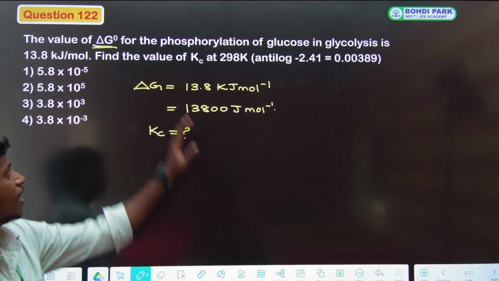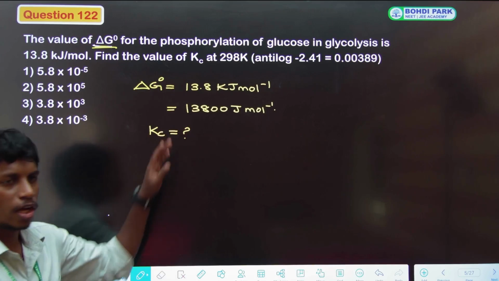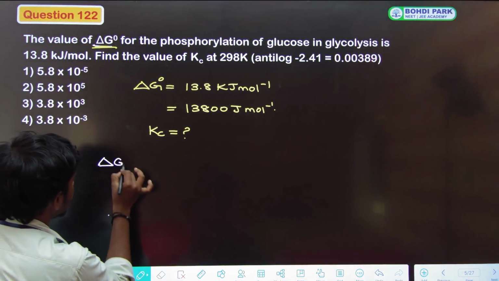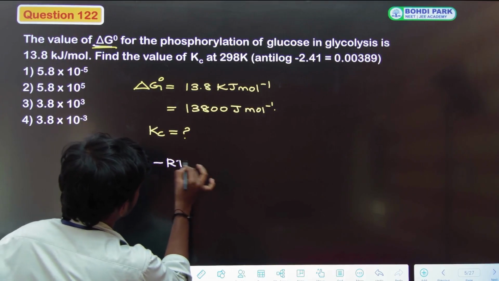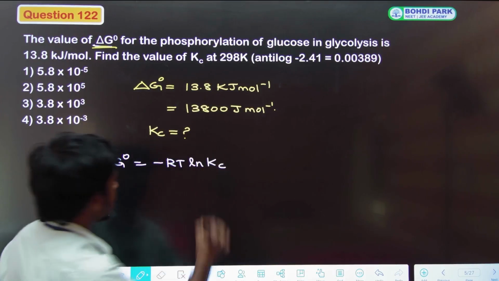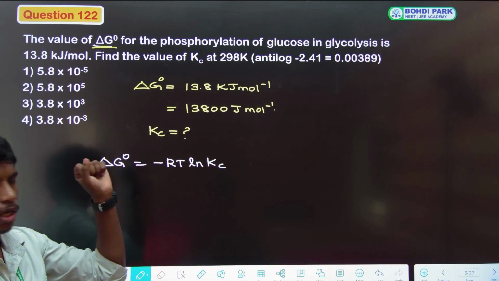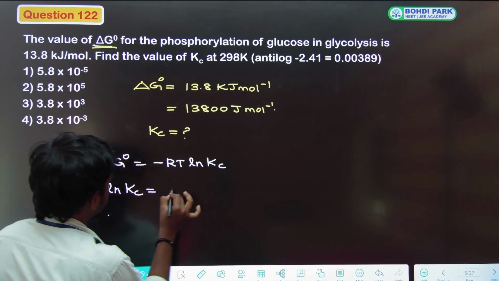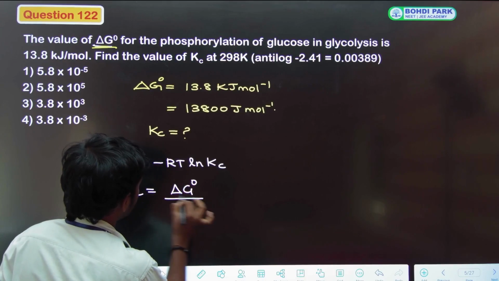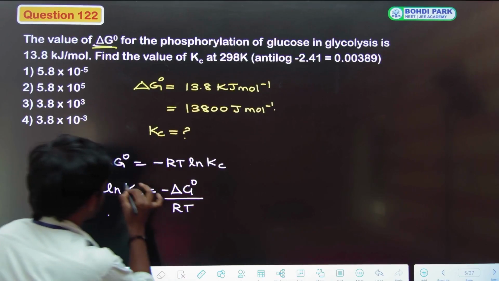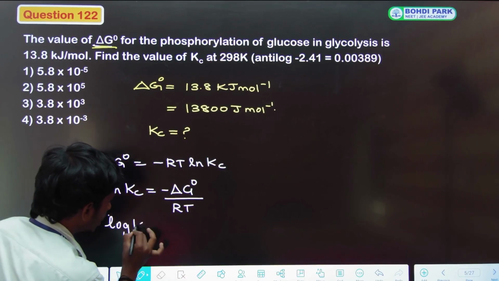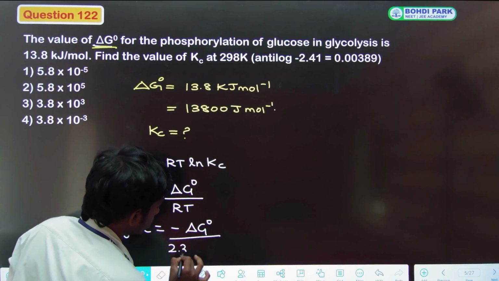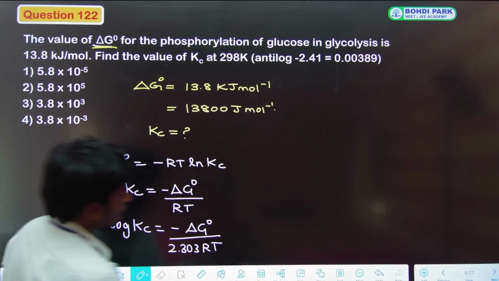நமக்கு என்ன தெரியணும்? டெல்டா ஜி நாட்டுக்கும் கேசிக்கும் உள்ள ரிலேஷன்ஷிப் தெரியணும். ஓகே, வாட் இஸ் தி ரிலேஷன்ஷிப் சார்? Delta G naught is equal to minus RT ln Kc. இது நம்ம டெல்டா ஜி நாட்டுக்கும் கேசிக்கும் உள்ள ரிலேஷன்ஷிப். So ln Kc is equal to delta G naught divided by RT. ஸோ லான லாகா மாத்திரம் அப்படின்னா log Kc is equal to minus delta G naught divided by 2.303 RT.